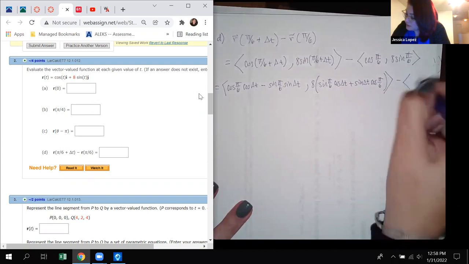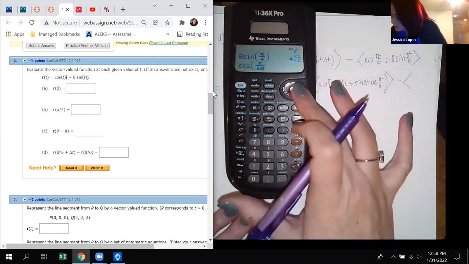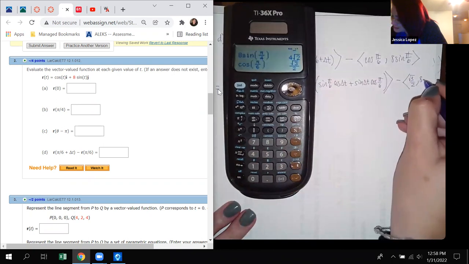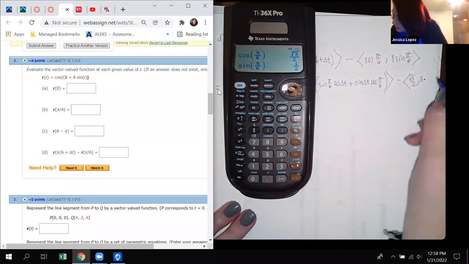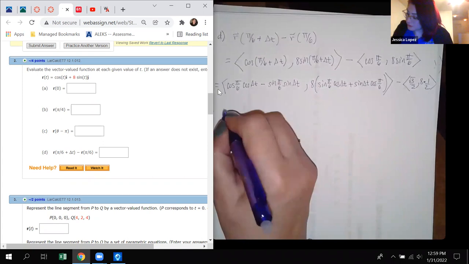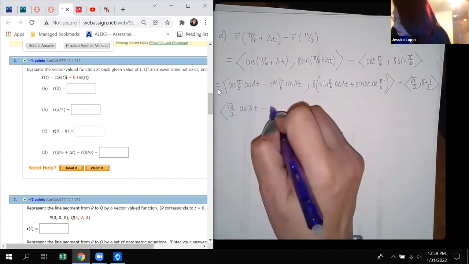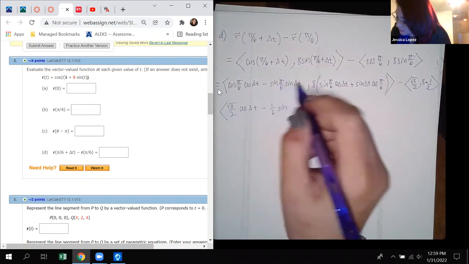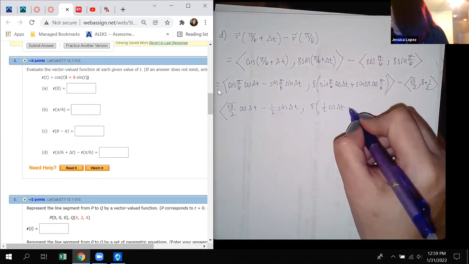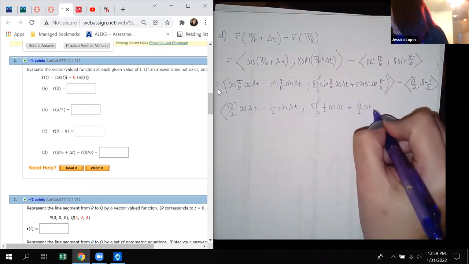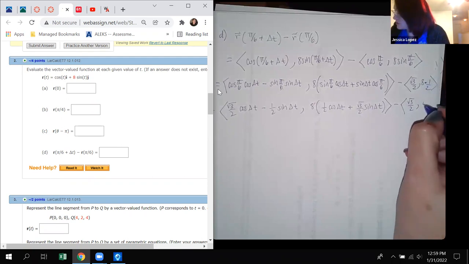And then let's go see what cosine of pi over 6 and sine of pi over 6 are. So cosine of pi over 6, I get square root of 3 over 2, and then 8 times what? Sine of pi over 6, and I get 1/2. Okay. So that means that these cosines of pi over 6 are going to be square root of 3 over 2, and the sine of pi over 6 is going to be 1/2. And that 8 times 1/2 is just 4.